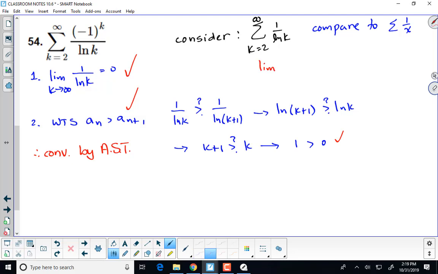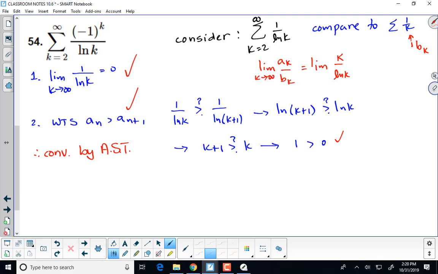So we're going to take the limit of a sub k over b sub k, and it's the limit of the series we're analyzing, so that's the a sub k part. So a sub k is 1 over natural log of k. We're dividing by the b sub k. Actually, let's make that a k, so we're going to put that in the numerator then.